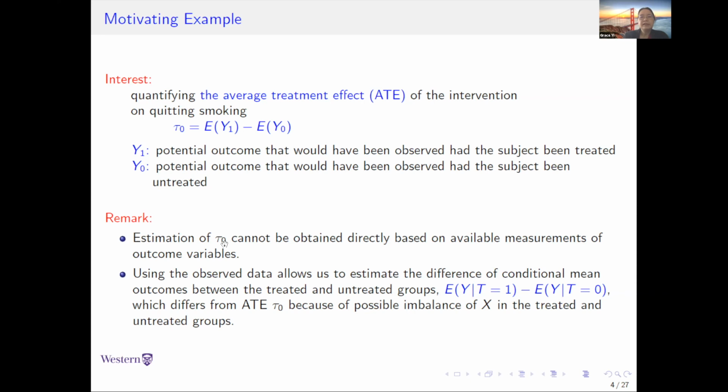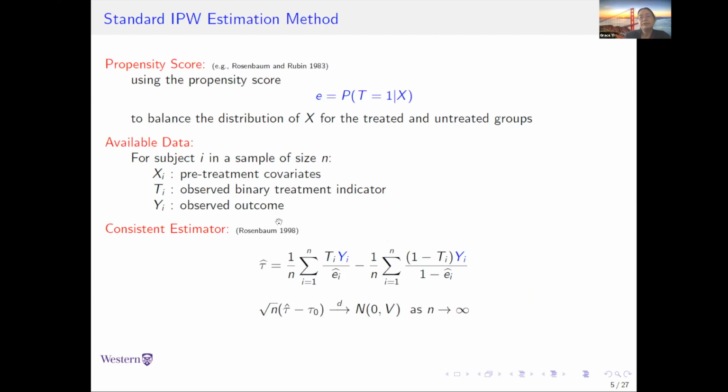It turns out that in this scenario, the average treatment effect tau zero cannot be obtained directly from the available measurements on the observed outcome. If we simply use a sample average and take the difference, we mainly evaluate the difference of conditional expectations instead of the marginal expectation between Y1 and Y0. To overcome these issues, there are a number of methods in the literature, and one interesting and useful approach is the so-called propensity score approach.